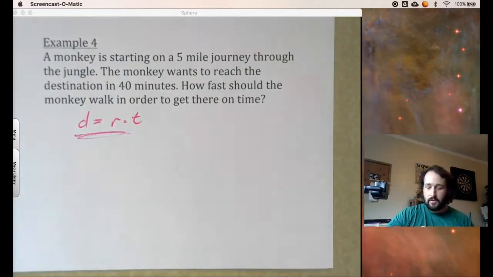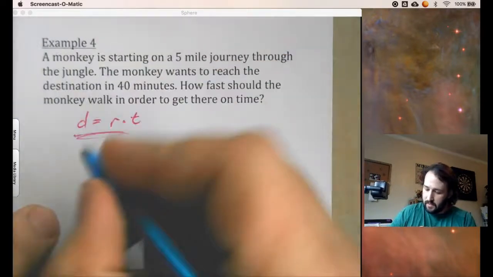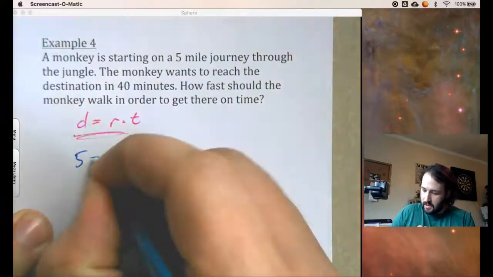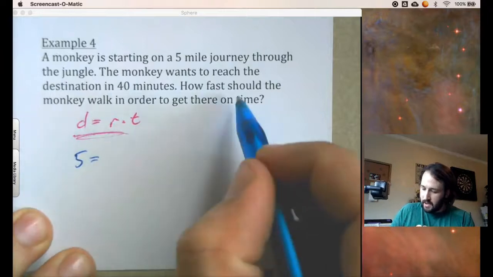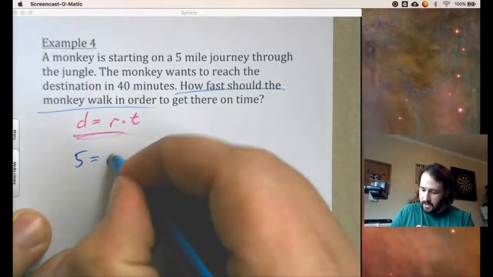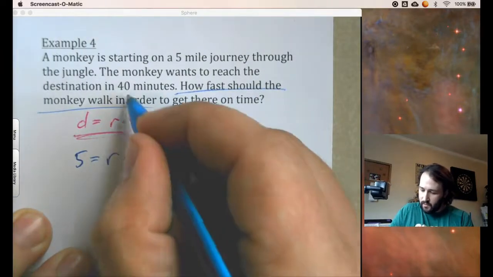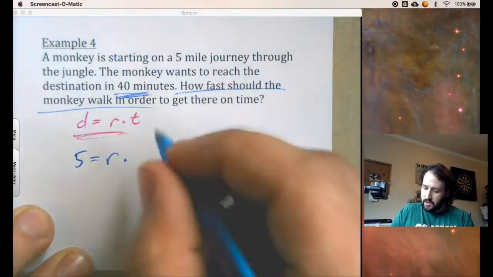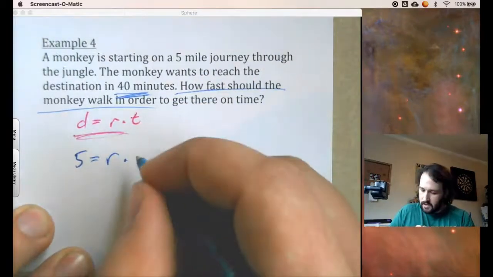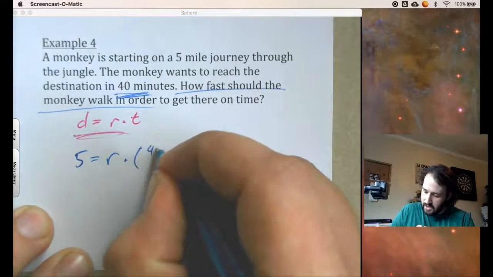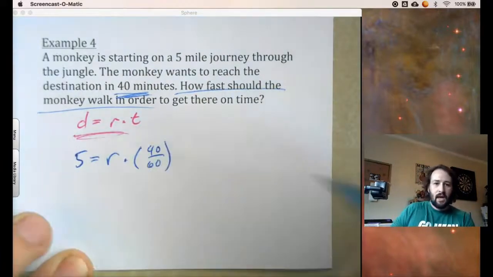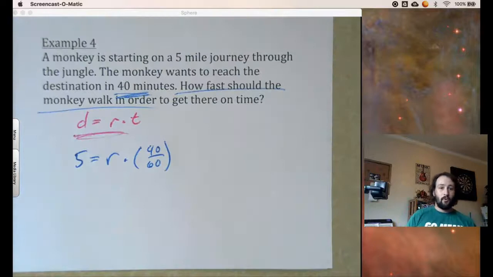All right, so now that we know that, if he's going 5 miles, that's our distance. I don't know the rate, right? Because it's saying how fast should the monkey walk. That's our rate times the time, 40 minutes. So now, we're not going to use minutes. Time is always measured in hours. So 40 out of the 60 minutes in an hour.